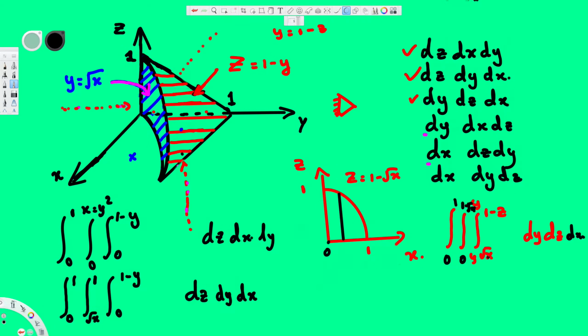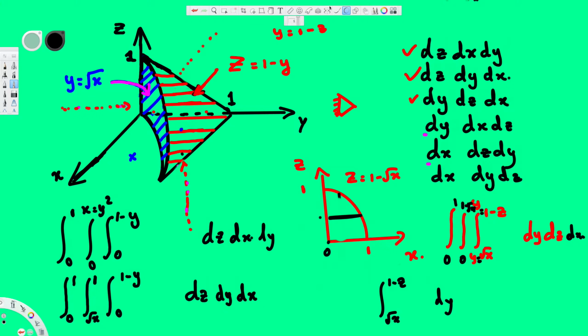For dy it's already the same thing, we already found it: y is equal to square root of x, y is equal to 1 minus z. And for dx, if we want to do with respect to x, after this we have to draw a horizontal line starting at 0 and ending at z is equal to 1 minus root x, but we have to write this one in terms of x. We have to have something like x is equal to something, right? So this is square root of x to 1 minus z, that is dy.